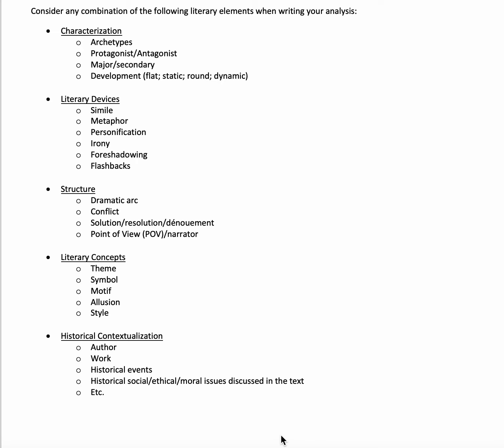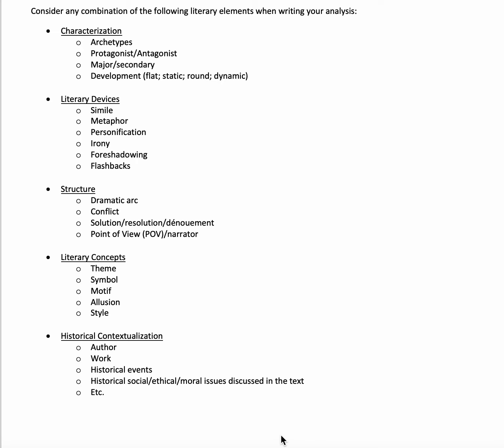You could talk about the structure of the story. So you could talk about the dramatic arc, the rising action, the climax, the falling action. You could talk about conflict. So this is man versus society, man versus nature. The point of view. Is it first person? Is it third person omniscient? Why does that matter? You could look at literary concepts like themes, symbols, allusions, etc.